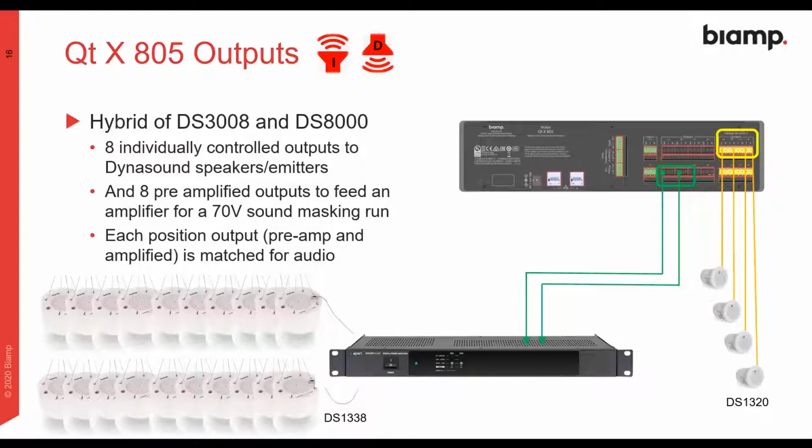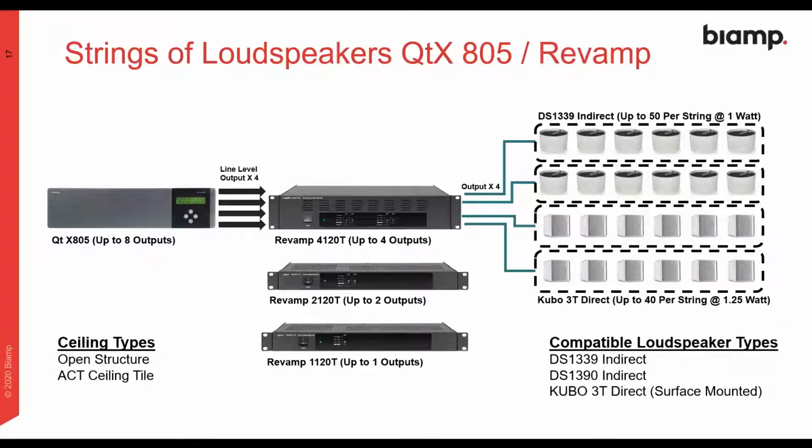If you need it to be masking, or if you just need it to be paging, you could support paging through just standard 70-volt speakers throughout a space, and then have that piggybacking off of devices that also supported masking, so you could mix and match as required. In this example, we're showing 4 outputs being used to drive multiple speakers. So this gives you a lot of options for masking and just sound reinforcement in spaces as needed.